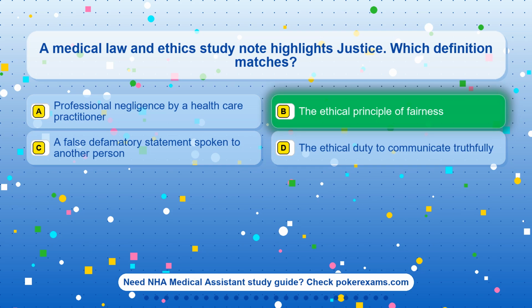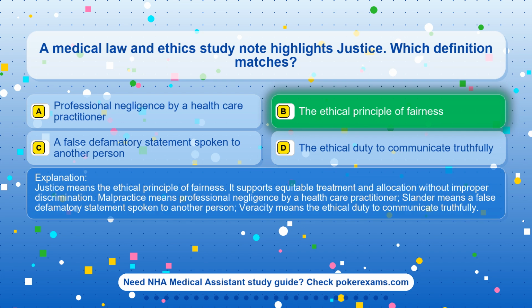The correct answer is option B. The ethical principle of fairness. Justice means the ethical principle of fairness. It supports equitable treatment and allocation without improper discrimination. Malpractice means professional negligence by a healthcare practitioner. Slander means a false defamatory statement spoken to another person. Veracity means the ethical duty to communicate truthfully.